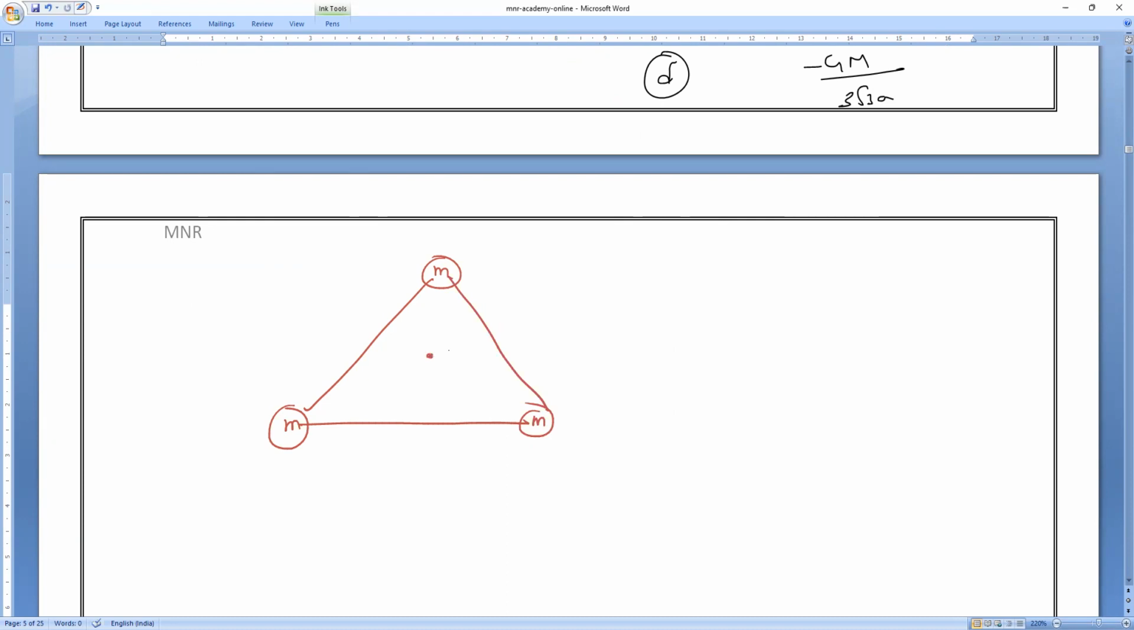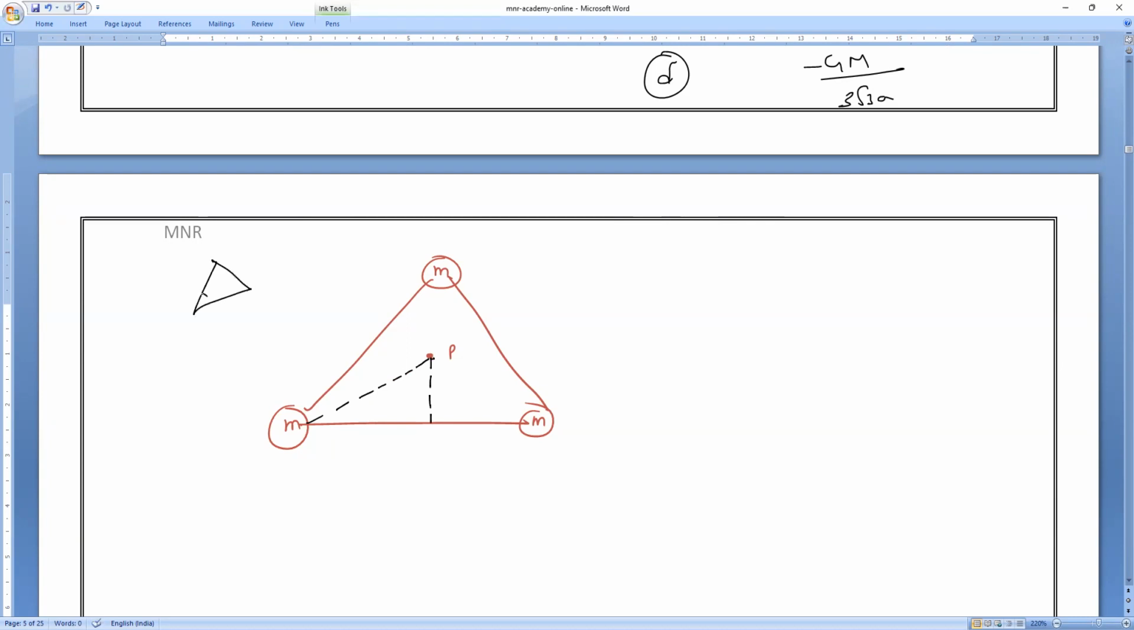Now, this is the point which they are asking. Three points are there, all masses are equal, M. So I will find it at one point, then I will multiply it by 3. Am I right, everybody? Please respond.